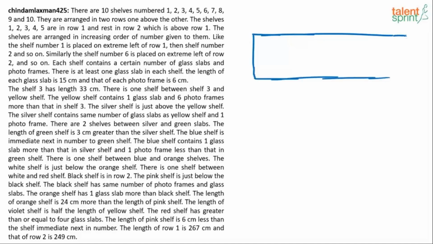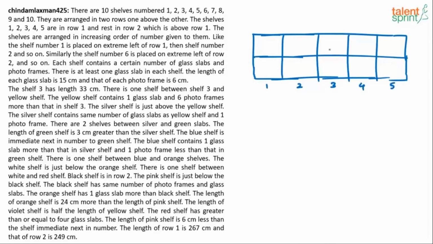What can happen here? Let's say these are the shelves. Now in terms of numbering, this is 1, 2, 3, 4, 5, then this will be 6, 7, 8, 9, 10. Now what all has to come in these cells here? We should put the color, the number of glass slabs and number of photo frames, right? And I think the length of the shelf also, because the first statement that we have is that shelf 3 has length 33 centimeter.